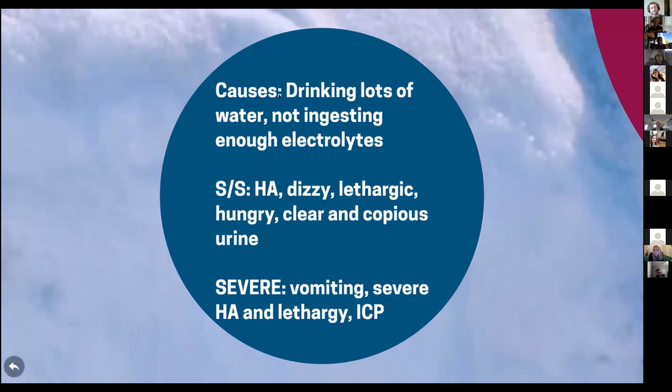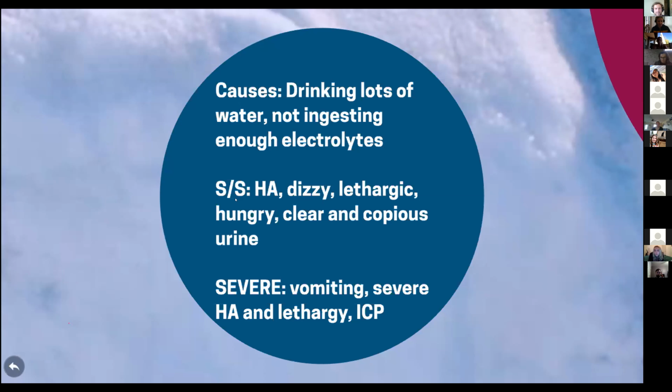So the causes of hyponatremia are drinking lots of water and not ingesting enough electrolytes. And keep in mind, you ingest electrolytes when you eat food, whether it's chips, your peanut butter sandwich, anything with sodium, magnesium, potassium in it is going to contain electrolytes. You don't necessarily need to swallow salt pills or put a tablespoon of salt in your water.